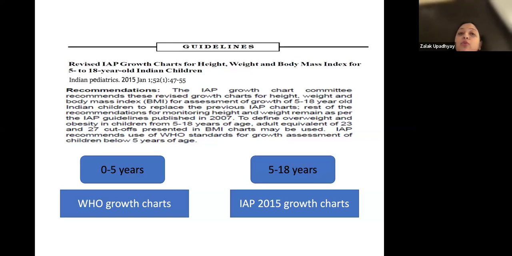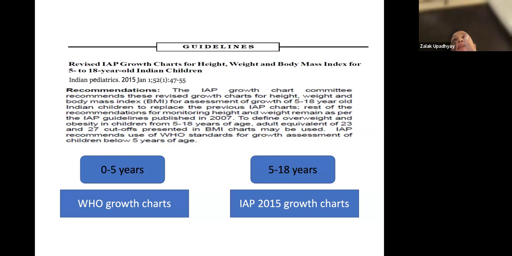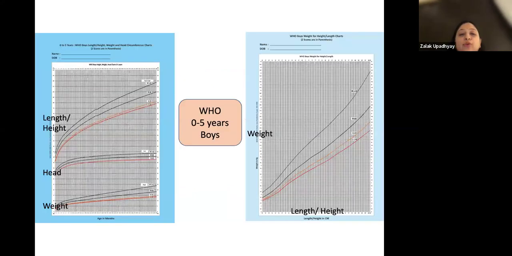Now, why do we use the WHO growth chart? What information do they have? Anybody? Weight, height, weight for age, height for age. So on the front, when you see the WHO growth chart, this is for boy, blue color. Always remember, blue is for boy, pink is for girl. Here we have weight, then head circumference, and then length or height. This is used from 0 to 5 years.